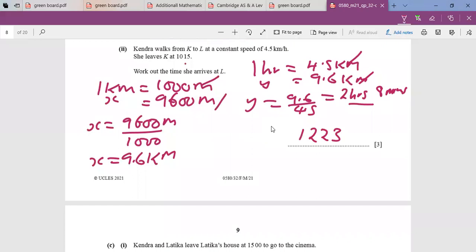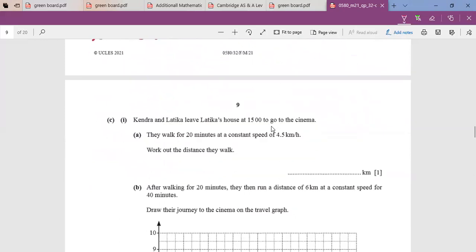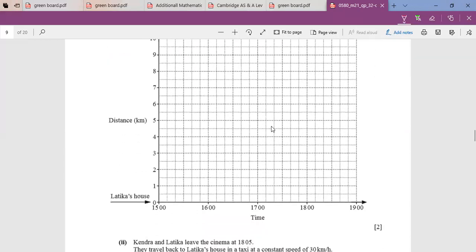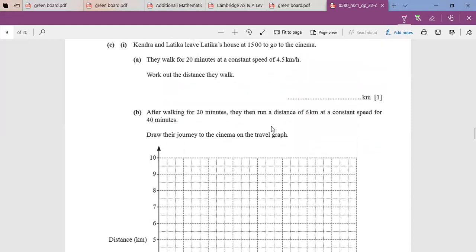Okay, so another question. Kendra and Latika leave Latika's house at 15:00 to go to the cinema. They walk for 20 minutes at a constant speed of 4.5 kilometers per hour. Work out the distance they cover. So they start from here at 15 hours and they walk for 20 minutes.